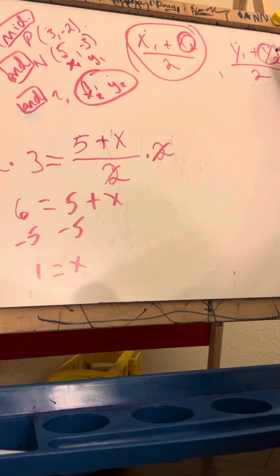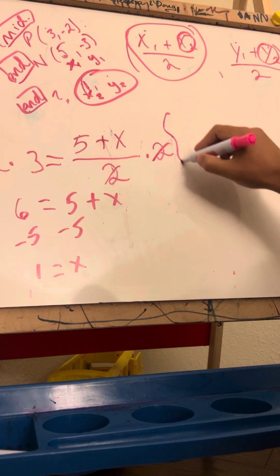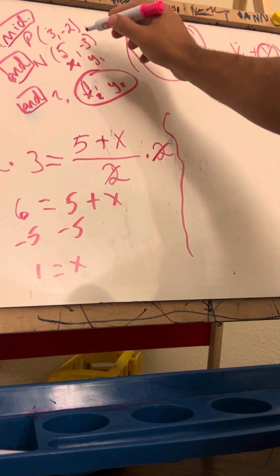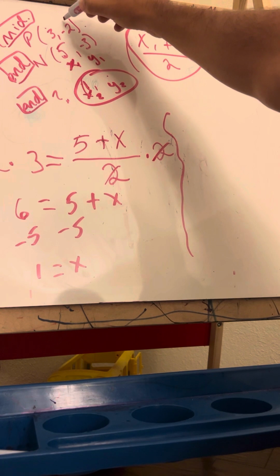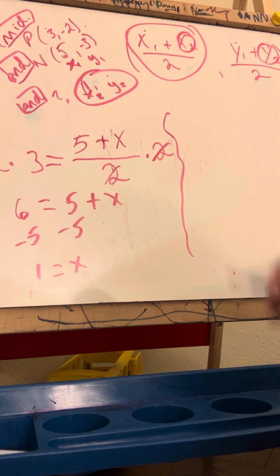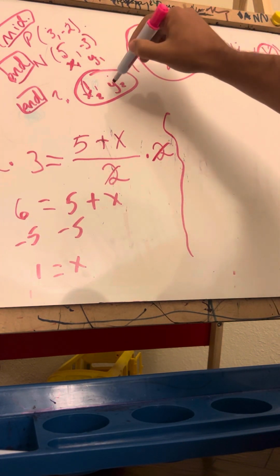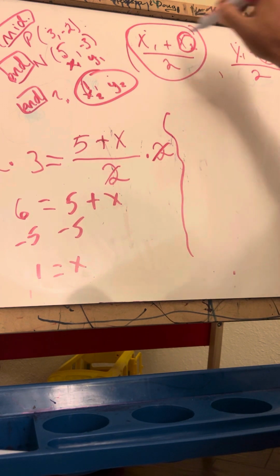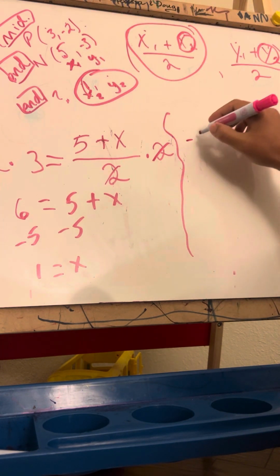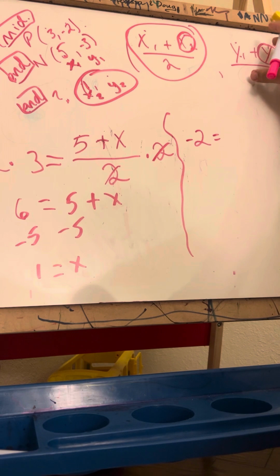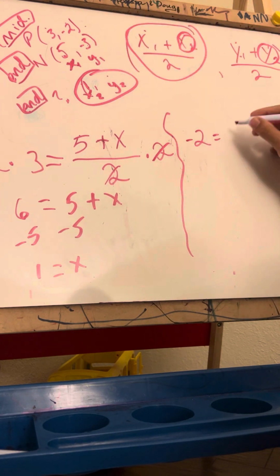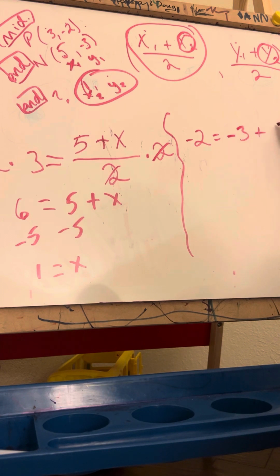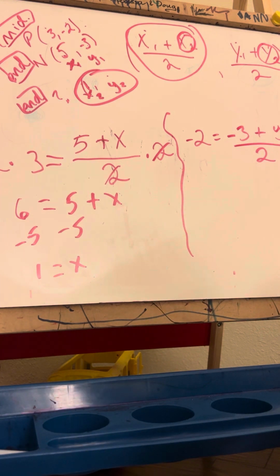And I'm going to do the exact same thing with the y values. So again, I know that the midpoint y value is -2. So when I would plug in y1 and y2, and divide by 2, I would get out -2. So -2 is equal to this. We don't know what this is, but we do know what y1 is, which is -3. So -3 plus y, because I don't know what that is, divided by 2. And now we solve.